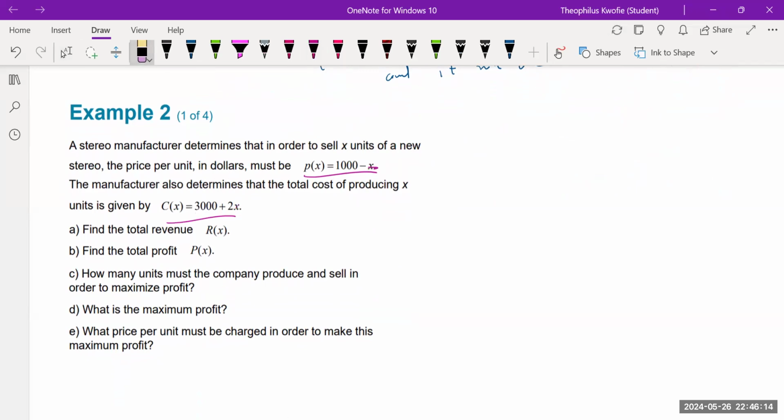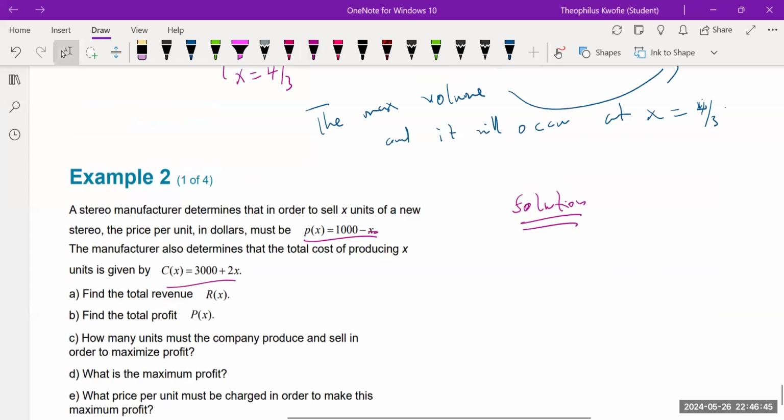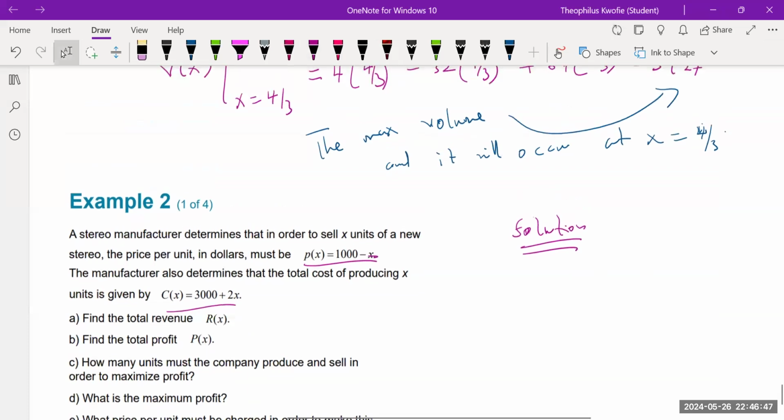So how do we use this information to solve our problems? Now, solution. If I were you, I may want to pause the video and try to see whether I'll be able to solve it on my own. Now, the first problem says: find the total revenue, R(x).